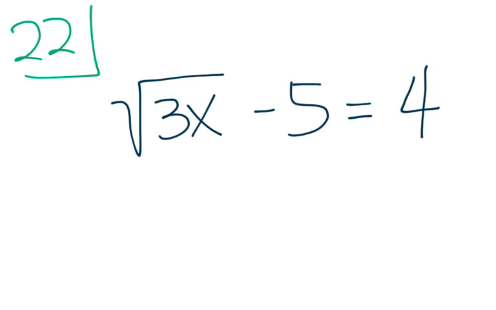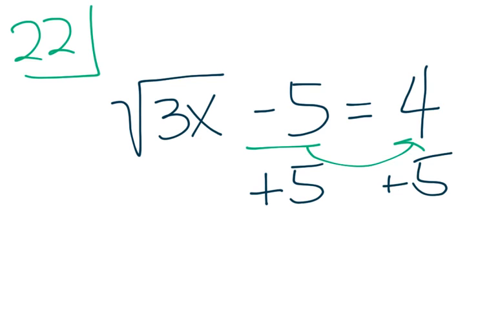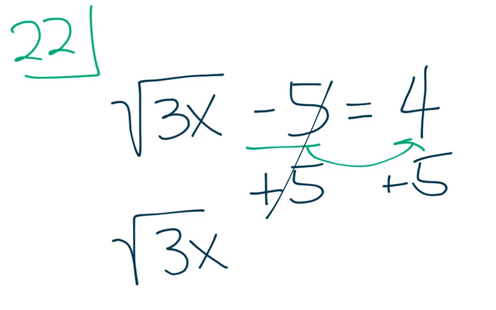Square root of 3x minus 5 equals 4. So since this minus 5 is on the outside of the radical, we want to bring this over to the other side before we can get rid of the radical that is housing the 3x. So we get rid of minuses by adding, because the opposite of subtracting is adding. So we add this 5 to both sides, so this and this cancel out. So we have square root of 3x equals 4 plus 5, which is 9.